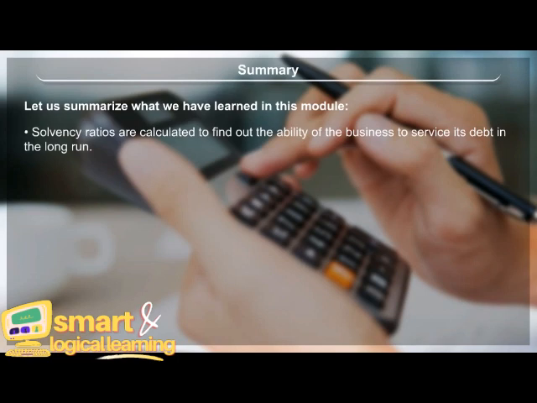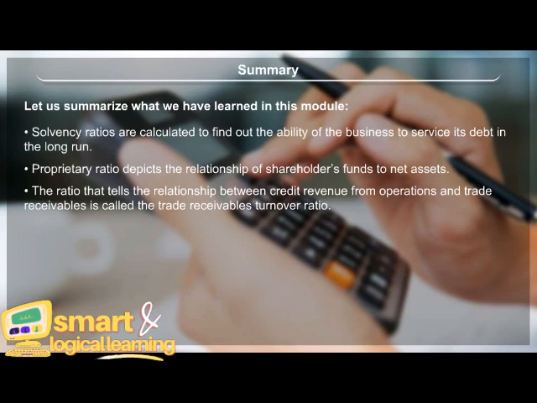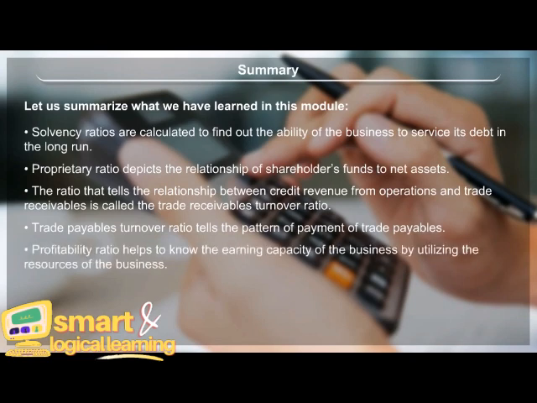Solvency ratios are calculated to find out the ability of the business to service its debt in the long run. Proprietary ratio depicts the relationship of shareholders' funds to net assets. The ratio that tells the relationship between credit revenue from operations and trade receivables is called the trade receivables turnover ratio. Trade payables turnover ratio tells the pattern of payment of trade payables. Profitability ratio helps to know the earning capacity of the business by utilizing the resources of the business.